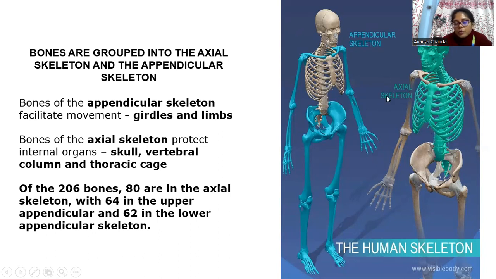Out of 206 bones, 80 are the axial bones. So along with the skull, vertebral column and thoracic cage, 80 are the total axial skeletal bones. With 64 bones in the upper appendicular region and 62 bones in the lower appendicular region.